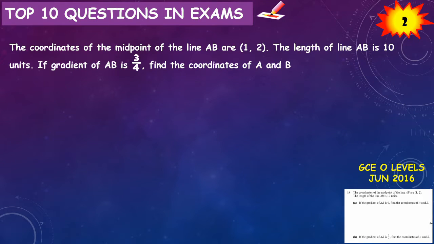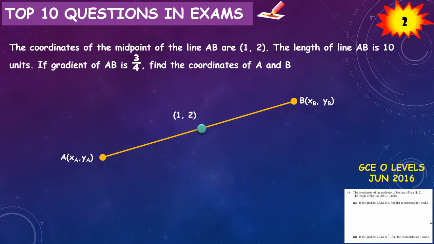The coordinates of the midpoint of the line AB are 1 and 2. The length of the line AB is 10 units. If gradient of AB is 3 over 4, find the coordinates of A and B. We first sketch an ascending line since the gradient is positive and the midpoint of the line is 1, 2. It is given that the length of AB is 10, so the length of each segment is 5.